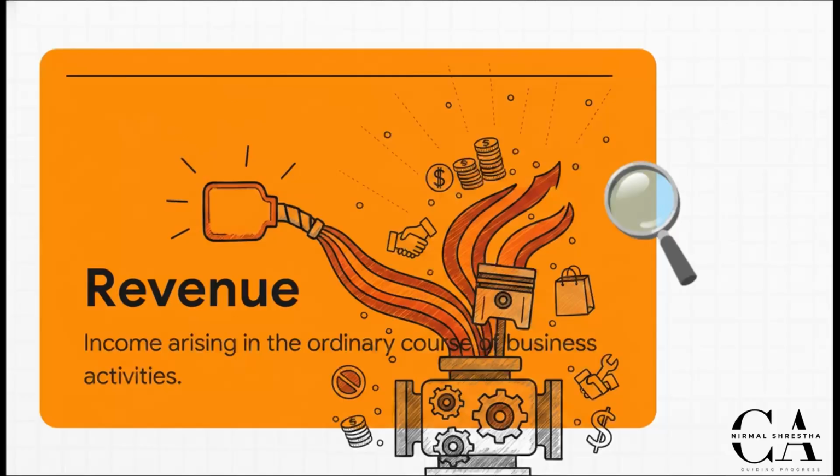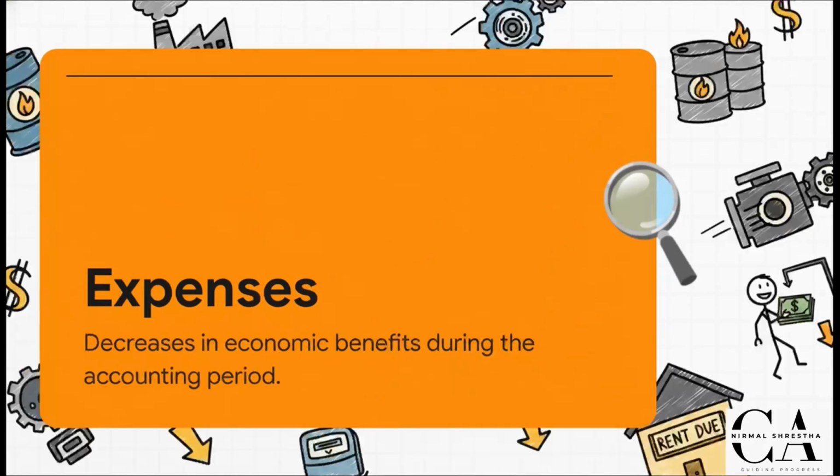Number 4 is revenue. If assets are the tools, revenue is the fresh fuel constantly pumping into our business engine. It's the income that arises from your ordinary, day-to-day activities. Selling goods, charging service fees, earning commissions, this is the vital fuel keeping the lights on. Finally, to round out these definitions, we've got expenses. Look, you can't run a factory without burning some fuel, right? Expenses are the costs required to keep the engine running. It's that decrease in economic benefits over the period, things like paying employees' salaries, covering the rent, paying for utilities.